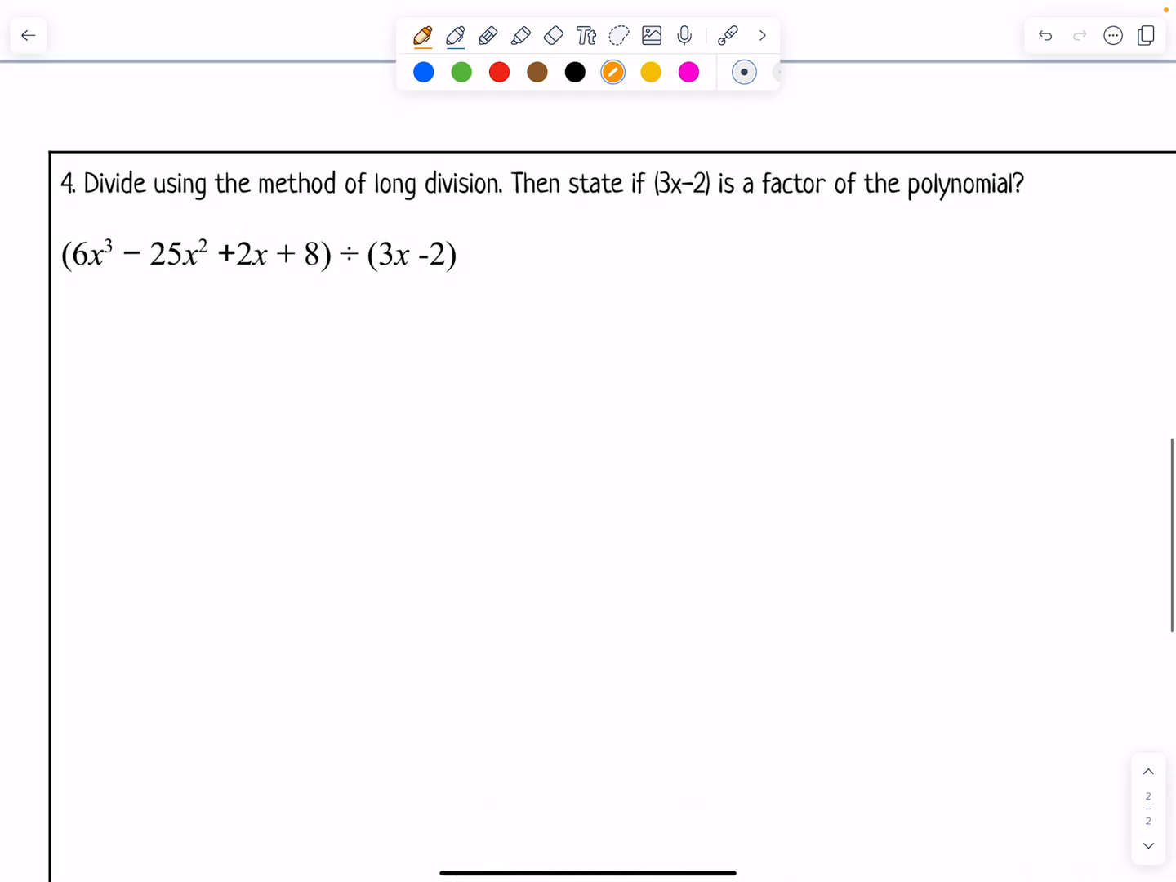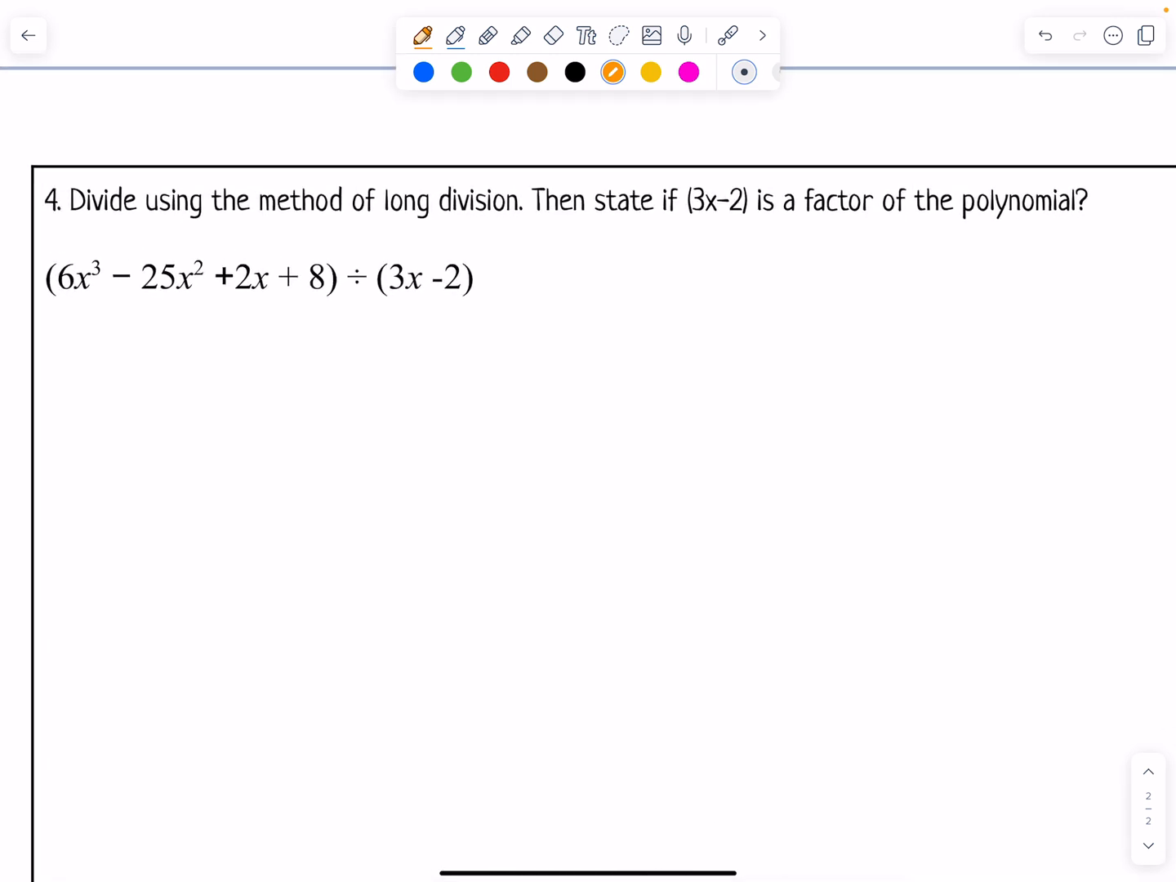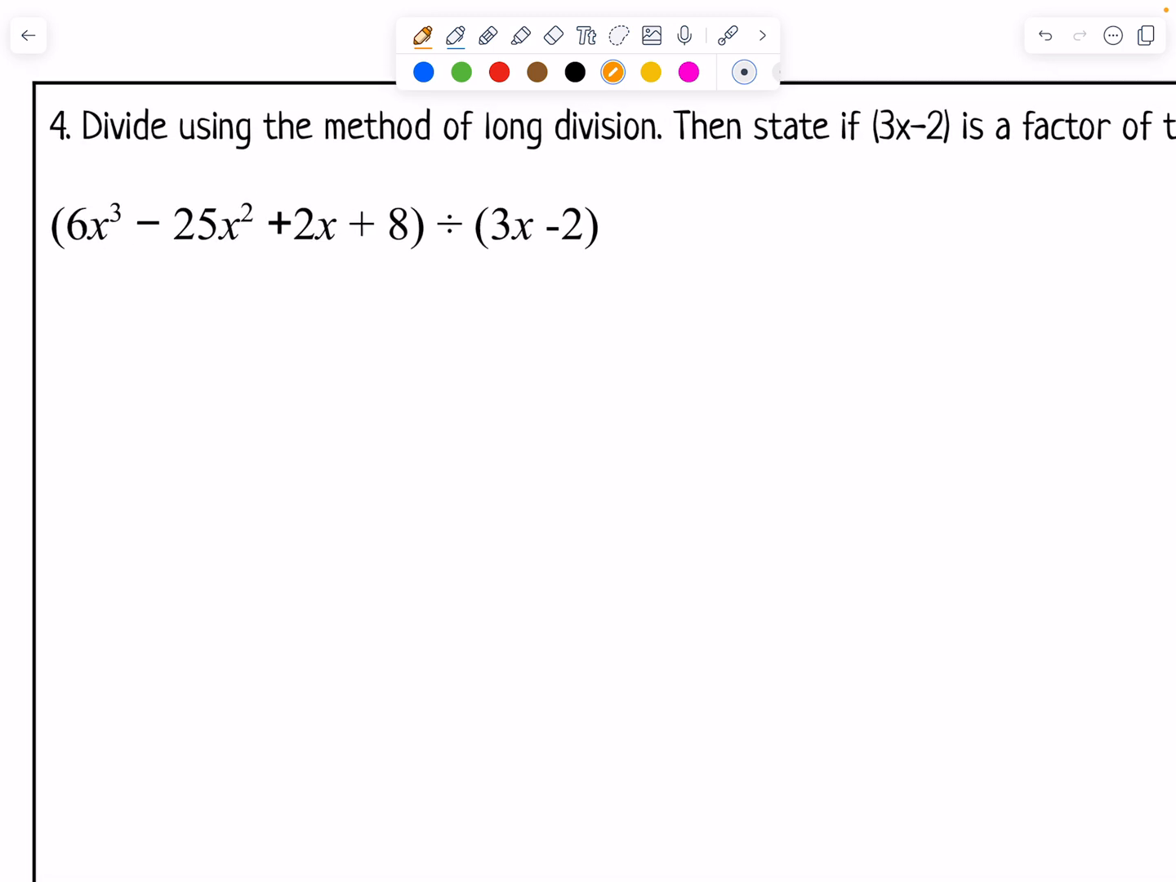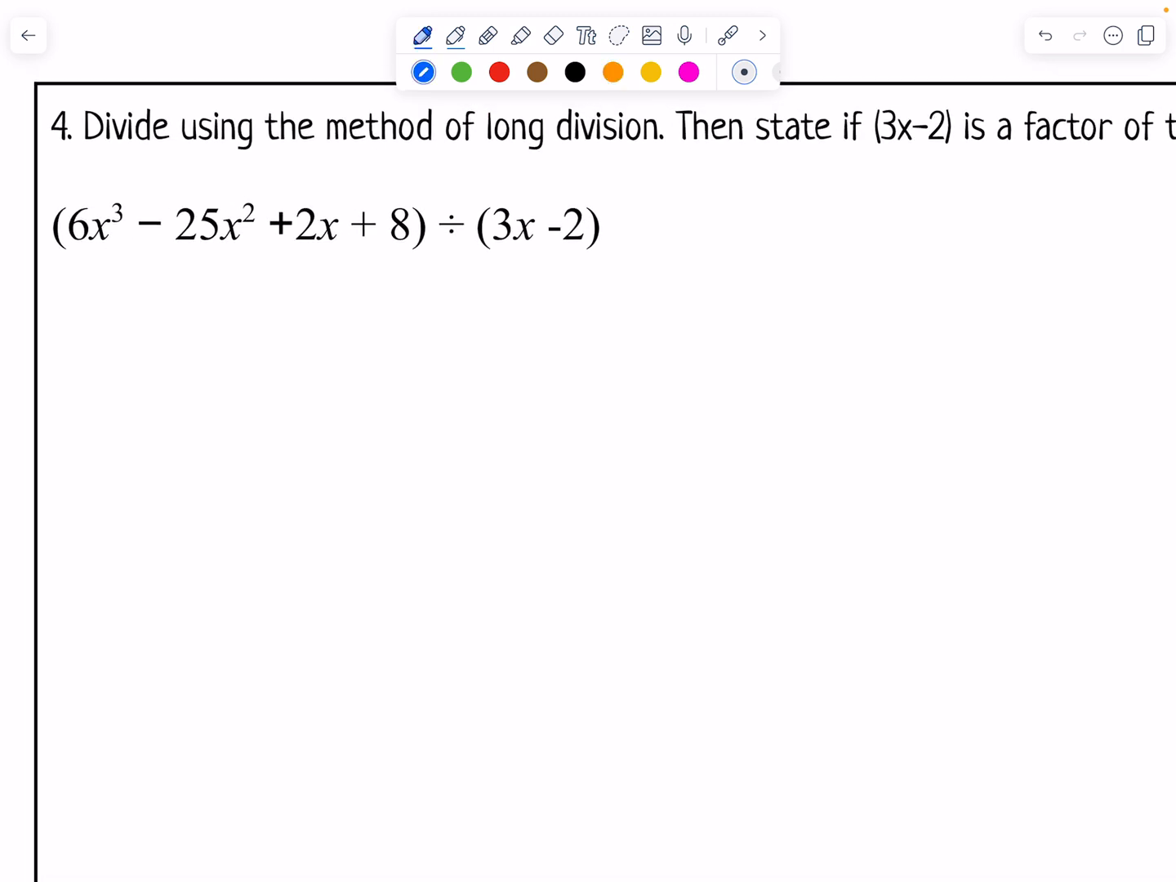All right, let's look at number 4. We want to divide using the method of long division and then state if 3x minus 2 is a factor of the polynomial. So let's set up for long division. You want to put 3x minus 2 out front, and then underneath put 6x cubed minus 25x squared plus 2x plus 8. And then we start the process of long division.